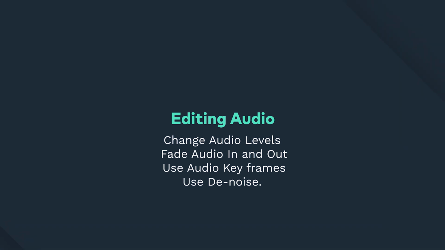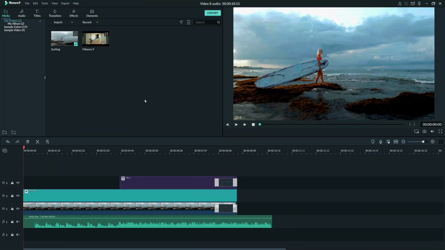Hey everyone, today we're going to learn how to change audio levels, fade audio in and out using audio keyframes, and use denoise. Let's start by turning down the volume of the music I have under my video.